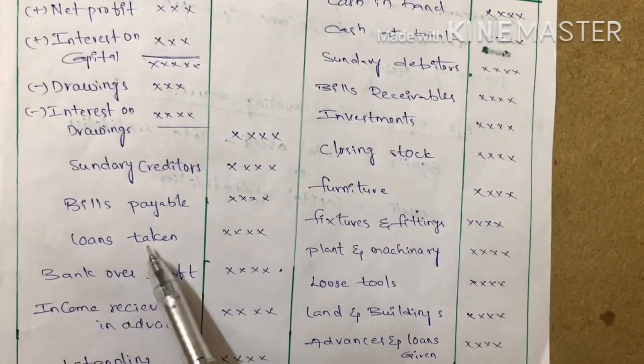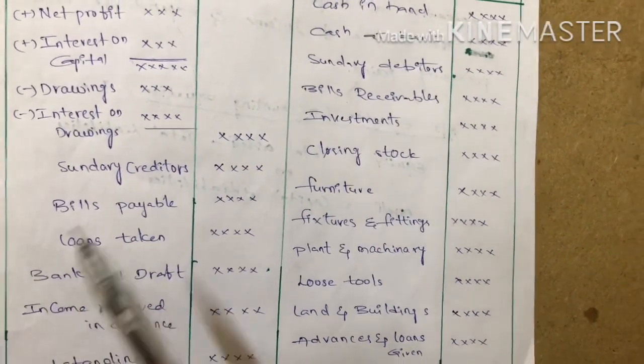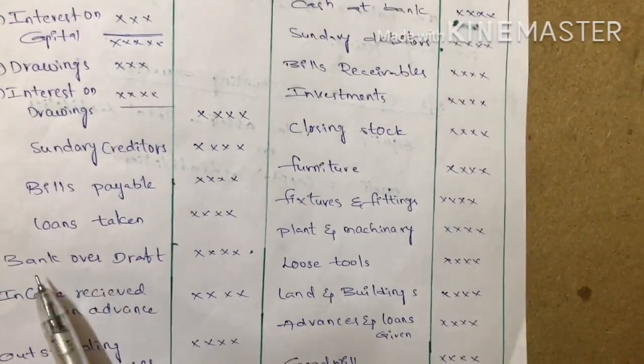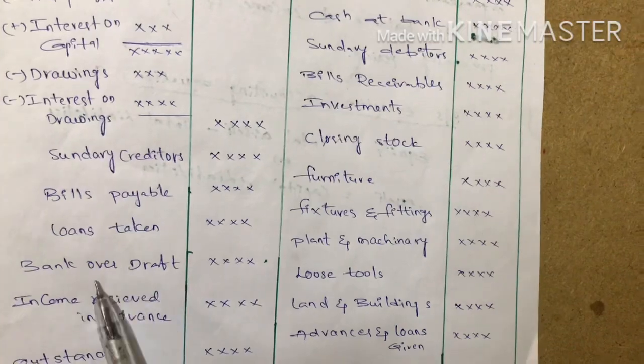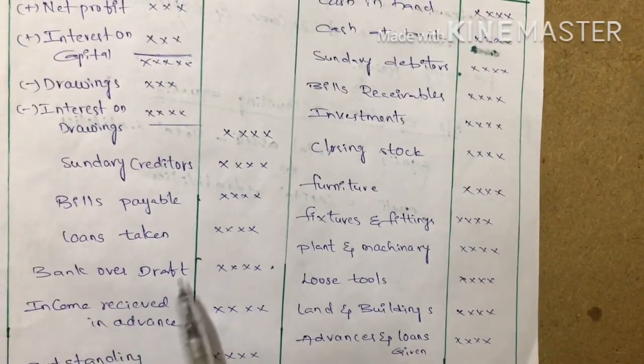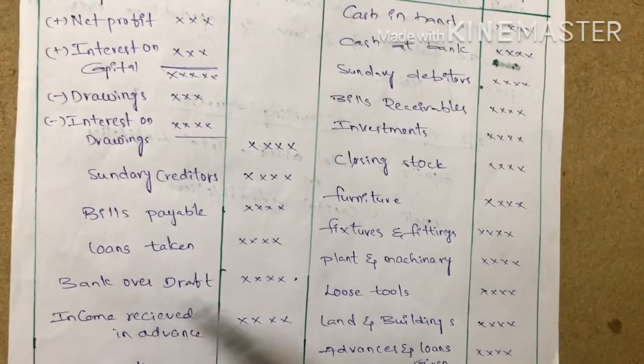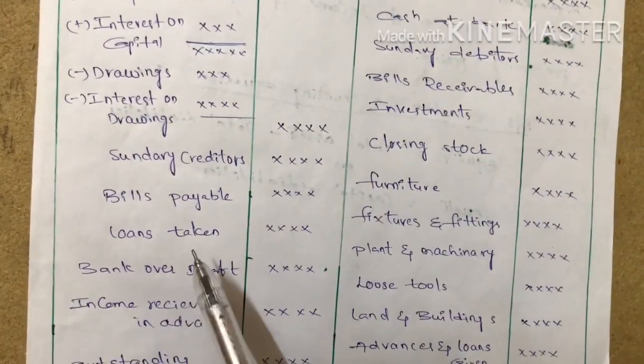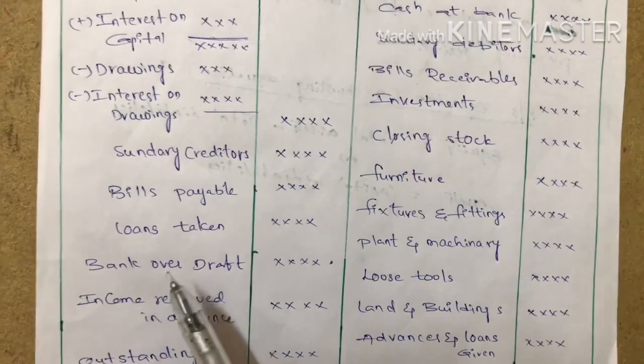Loan taken, some loan is taken. Next, bank overdraft, that is also one of the liabilities, so that's why you can write it. Income received in advance, that is one where we receive some amount in advance. That's why you can write it in liabilities.